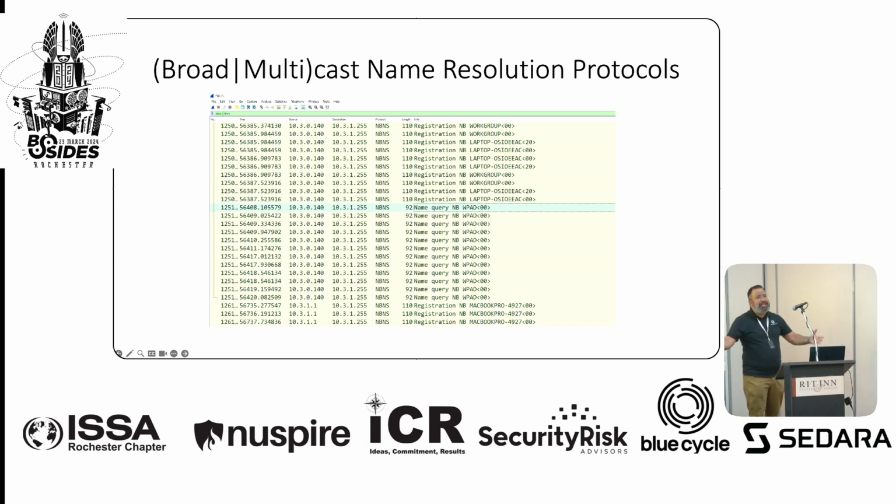So your printers, your IoT, like Google Cast, Apple TV, are going to do a lot of MDNS. Windows 10 and 11 also do MDNS. Most likely in Windows networks, though, you're going to see NBNS, NetBIOS Name Service, and LLMNR. You're also seeing in this Wireshark capture WPAD.